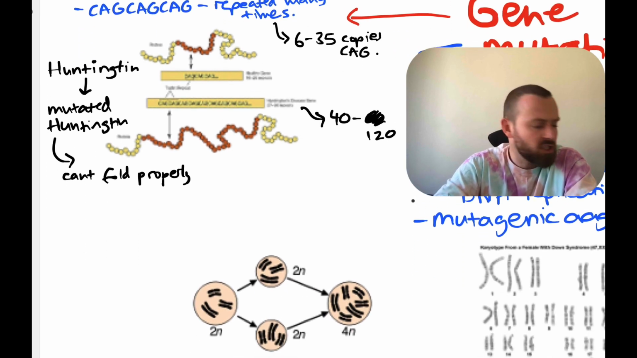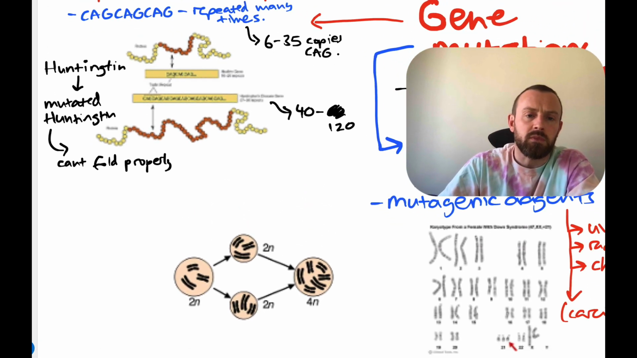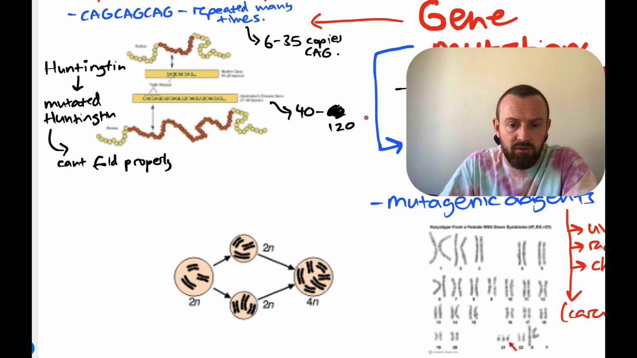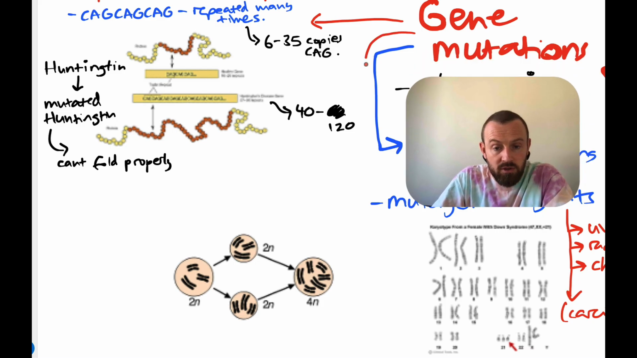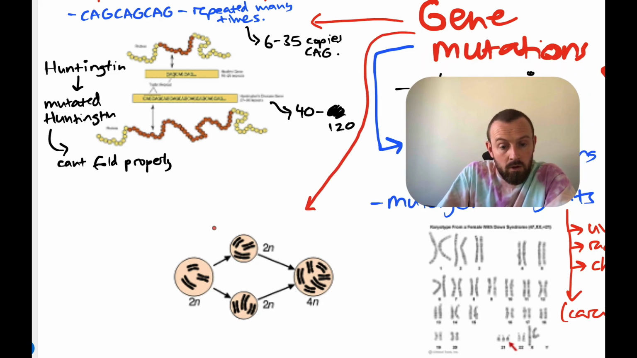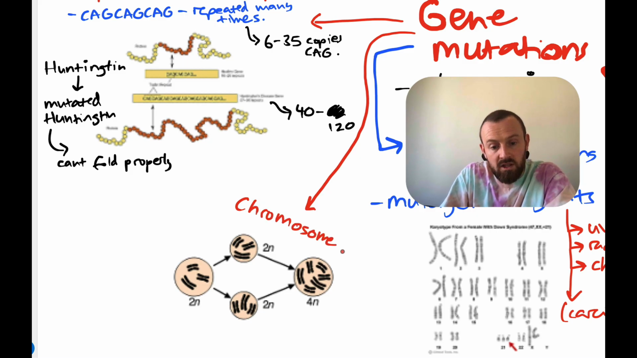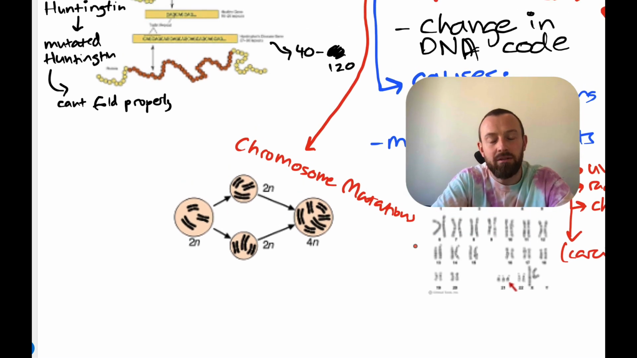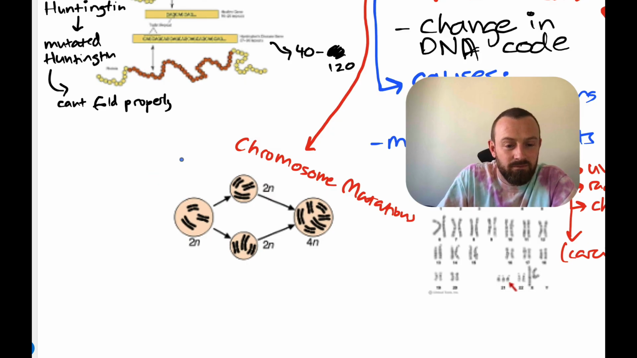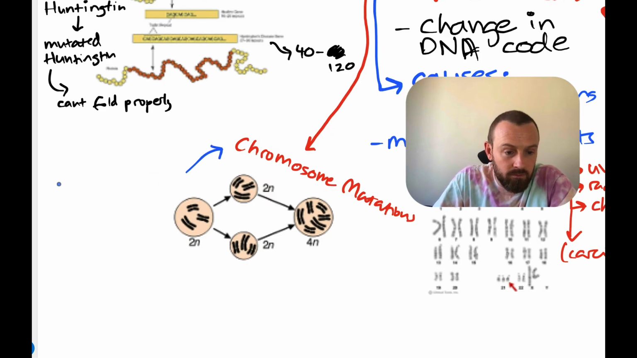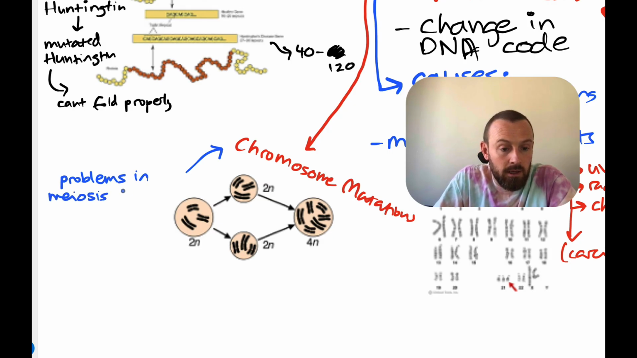The final thing, which I realise now is not in this module, it's actually 6.2, but since I'm talking about mutations I feel I should put it in here anyway, is a chromosome mutation. More on this in the next module. This is when we're talking about generally things that go wrong during meiosis. Problems in meiosis lead to too many chromosomes being inherited.